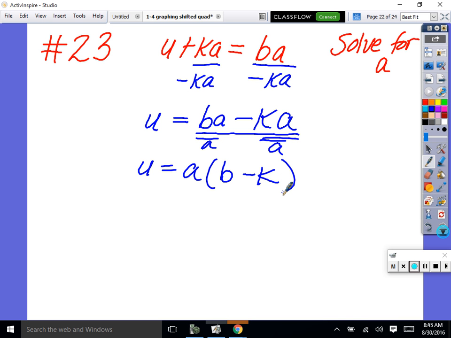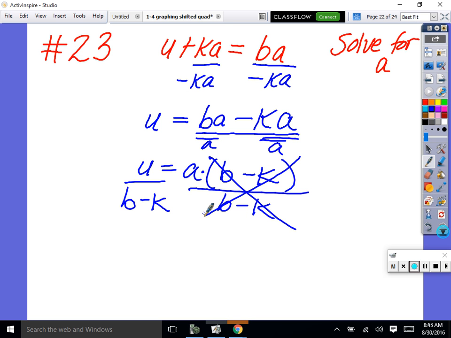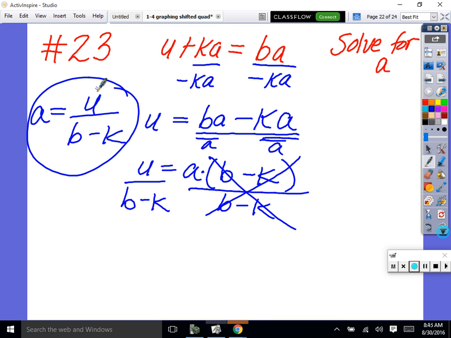Now looking at that, do you see how we have only one last step to get? Do you see how we only have one a now? Yay! How do we get a alone? Good. I like that you say divide. Isn't a multiplied to that stuff? What undoes multiplication? Division. We'll divide by b minus k. Divide by b minus k. So now look, b minus k over b minus k divides out, and a is alone. So we say a is equal to u over b minus k. Questions?